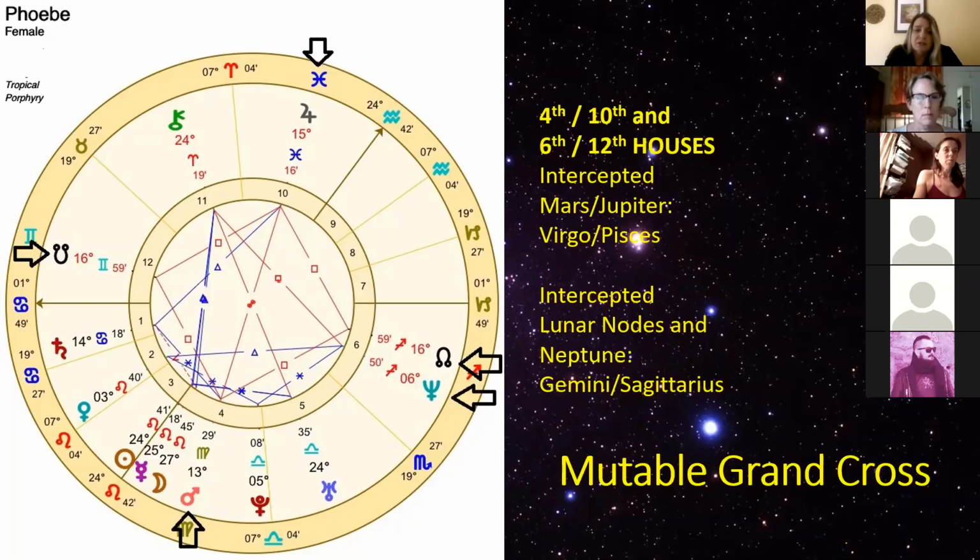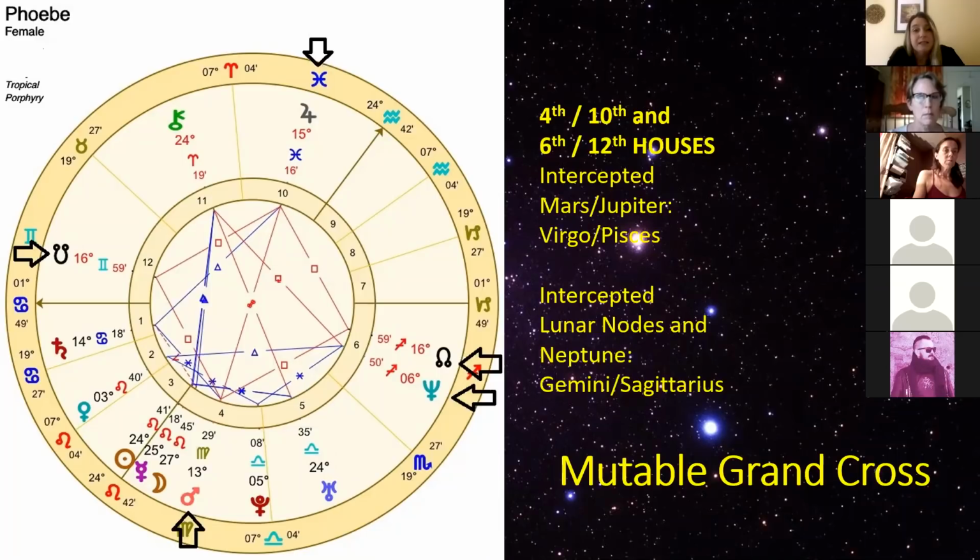So the intercepted signs are interesting because they're part of this grand cross. So it's kind of an unusual situation with so many things being intercepted. So approaching Phoebe's chart was a big challenge for me to understand.